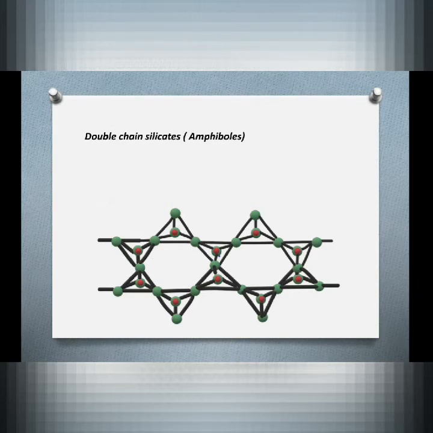It is also known as amphiboles. One example of this type of structure is asbestos. Here, for one type of tetrahedral unit 2 oxygen atoms are shared, and for another type of tetrahedral unit 3 oxygen atoms are shared.